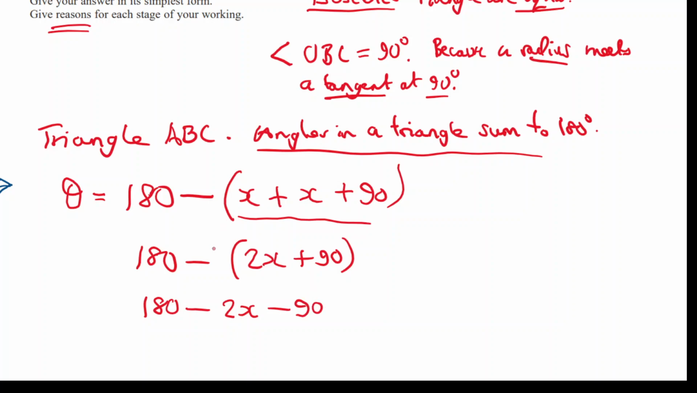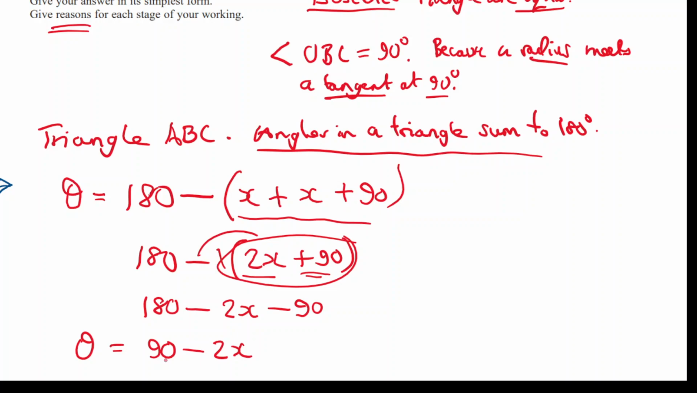So in other words, I'm really just expanding that bracket with negative 1 lots of 2x and negative 1 lots of 90. Negative 1 times 90 is negative 90. Okay. So this is 180 minus 90. I'm just collecting the number terms there. 90 minus 2x. Okay. There is your answer for the size of angle ACB in terms of x.